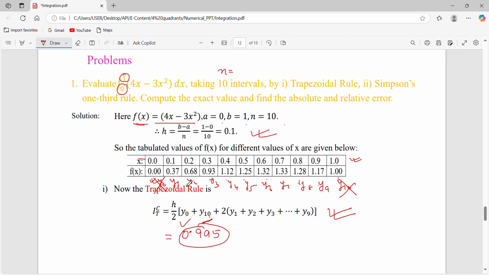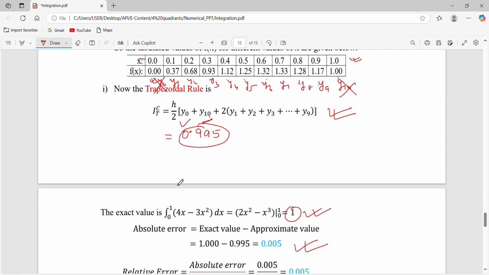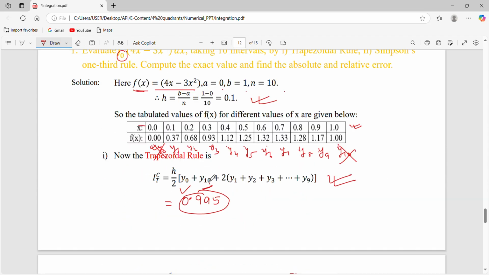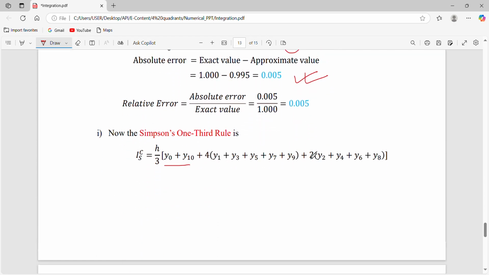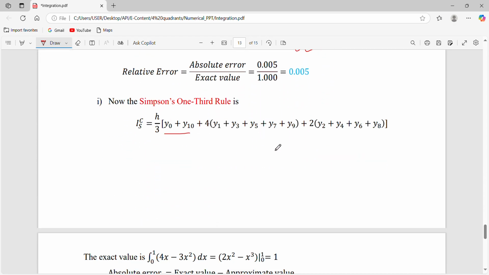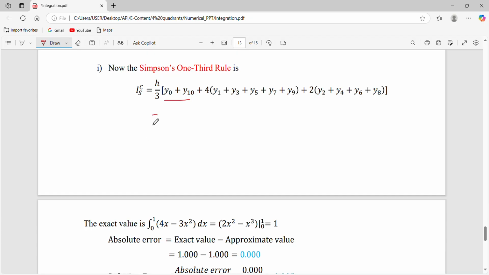Next is plus 2 into even terms plus 4 into odd terms. The odd terms you will mark with a circle: y1, y3, y5, y7 and y9. And the even terms you will mark with a square: y2, y4, y6, y8. If you mark them this way, there will be no missing data. Now you put in the values and you will get 1.000. Okay, so this is the first part.